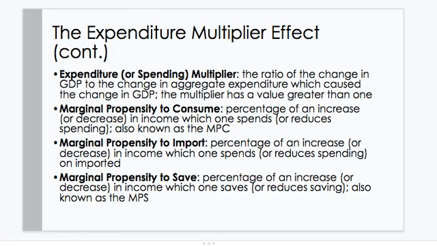The ratio of change in GDP to the change in aggregate expenditure, which caused the change in GDP. The multiplier has a value greater than 1.